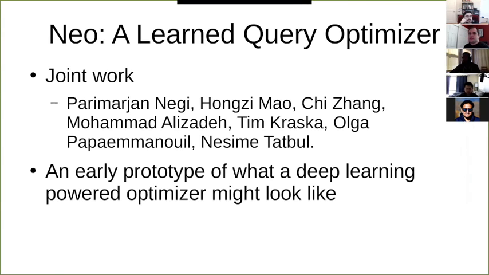So before I get into the details of that, I want to talk about it in the context of NEO, which is our state-of-the-art, we think, learned query optimizer. This was joint work with a whole bunch of really awesome people. Pari and Hongzi, who are PhD students at MIT, Chi, who is a PhD student at Brandeis University, and Mohammed, Tim, Olga, and Nesame, who are our PIs. So NEO represents an early prototype of what we think a deep learning powered query optimizer might look like.